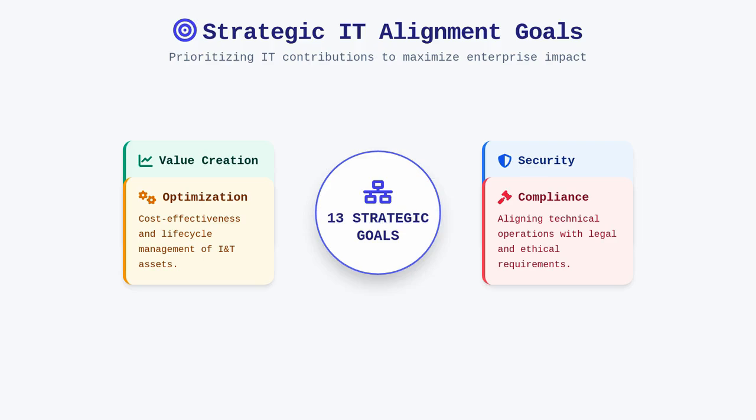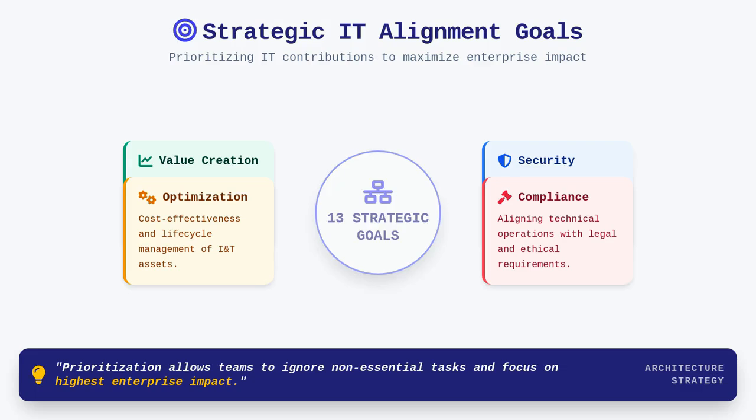These are not merely suggestions, they are strategic focal points that allow an organization to weight their efforts based on the specific enterprise requirements. By selecting and prioritizing from these 13 goals, an architecture team can effectively ignore non-essential tasks and focus on those that carry the highest enterprise impact.